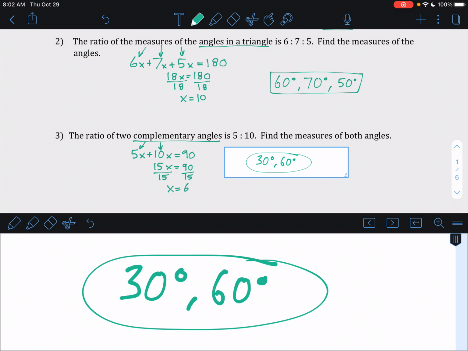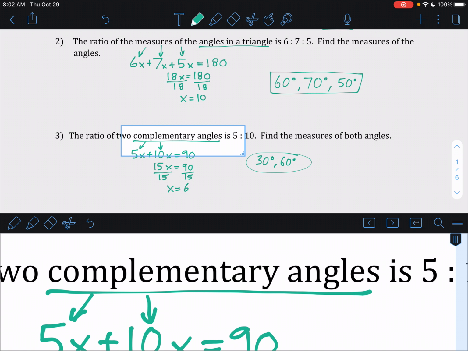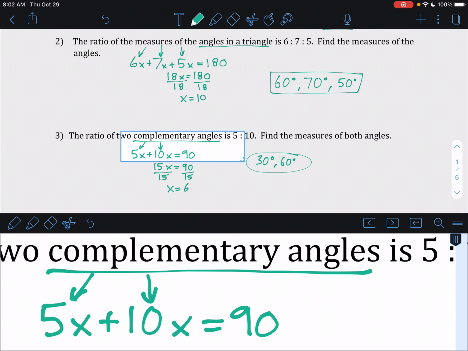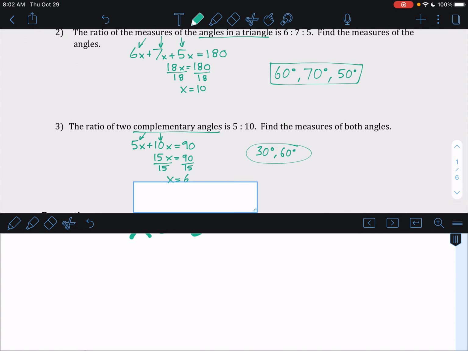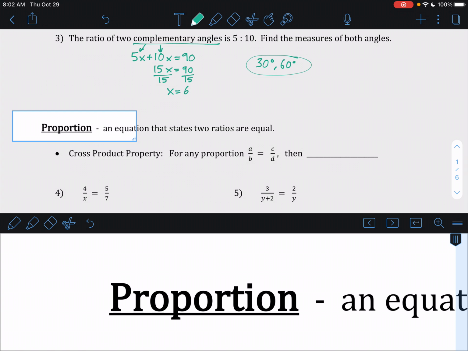So we need to pay attention to what type of angles, or what in general it's asking us about, what they're going to add up to. I feel like that's where we're going to make a lot of mistakes in this type of problem. But continuing on, next we have proportions.